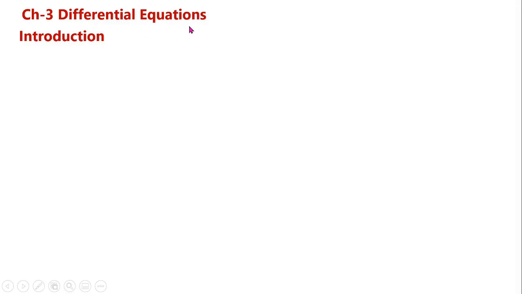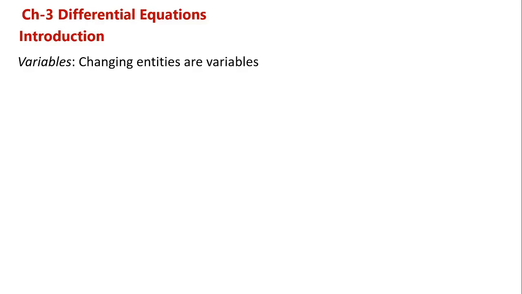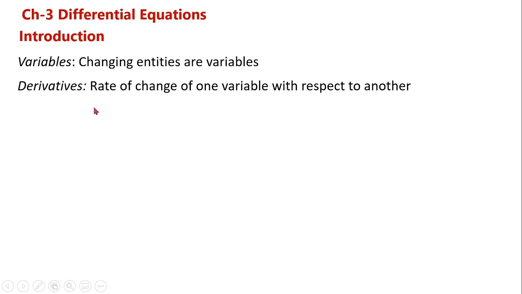Chapter 3, differential equations. Students, you have already studied differential equations at SYBSc level in MMP first course. Let us revise a few terms related to these differential equations. The first is variables. Changing entities are variables. Entities like pressure, temperature, light intensity, sound intensity, which are changing with respect to space and time, are variables. The rate of change of one variable with respect to another is called a derivative.